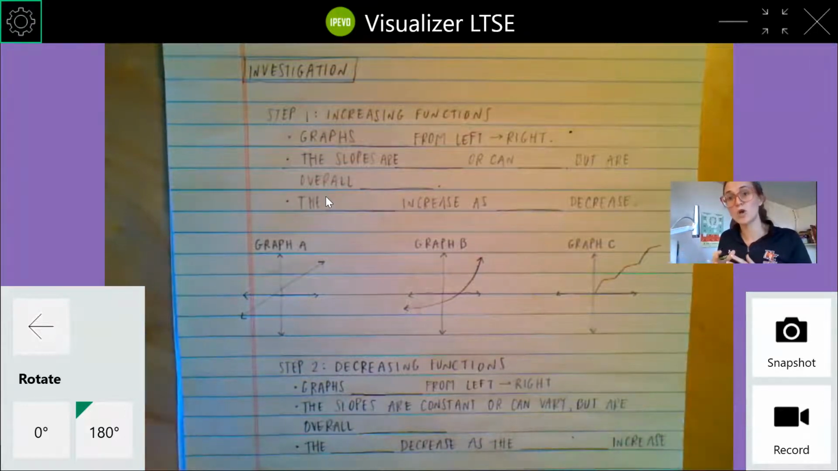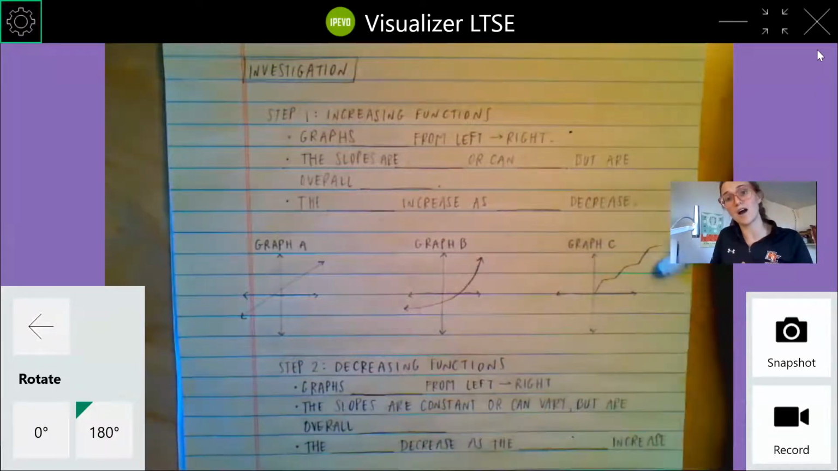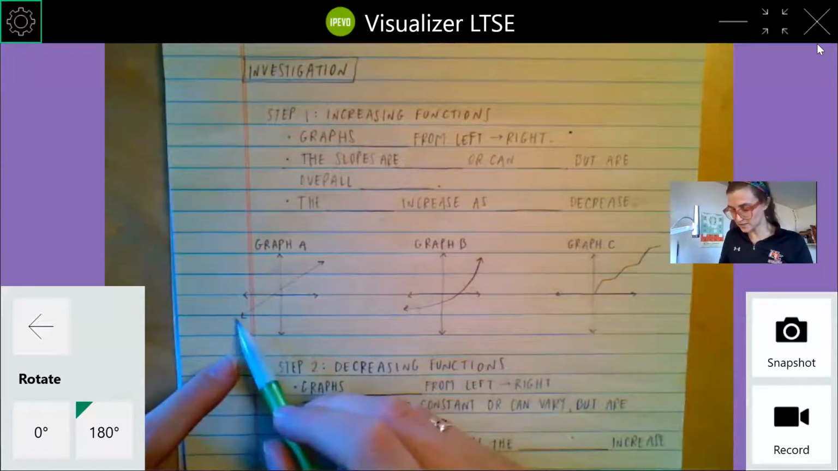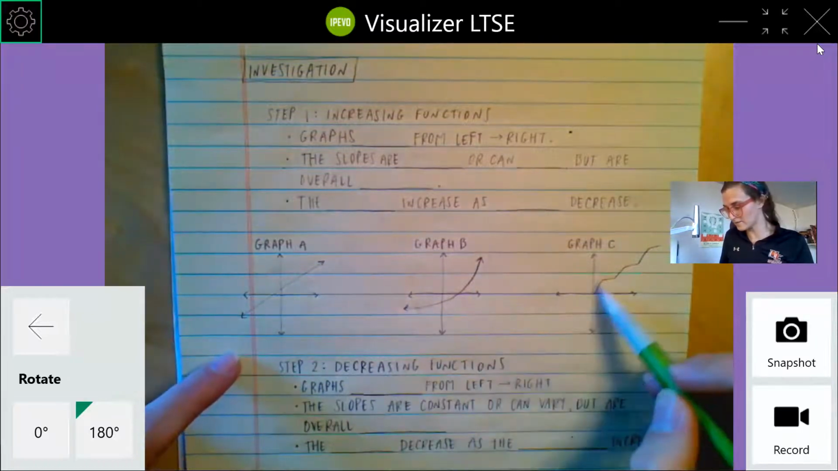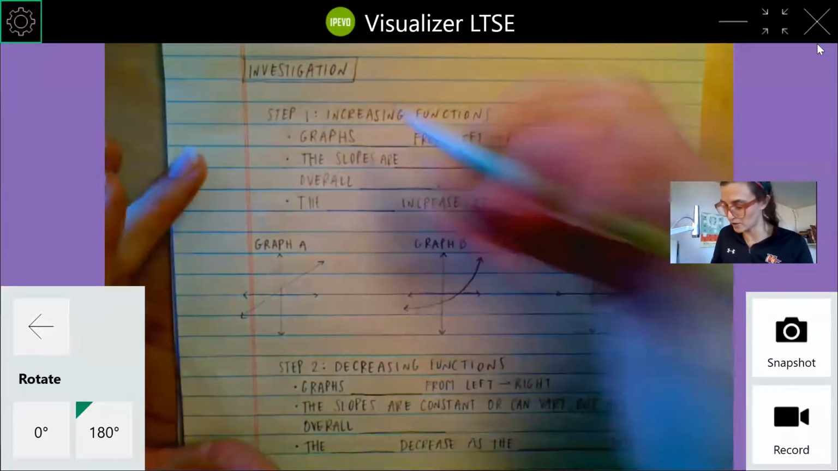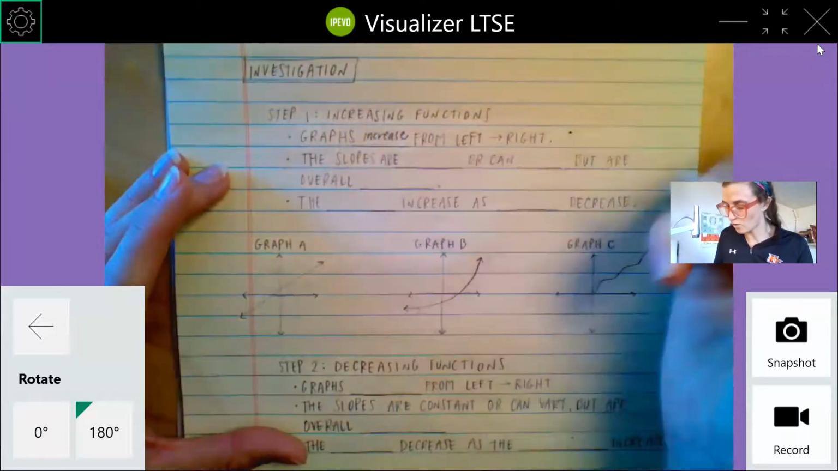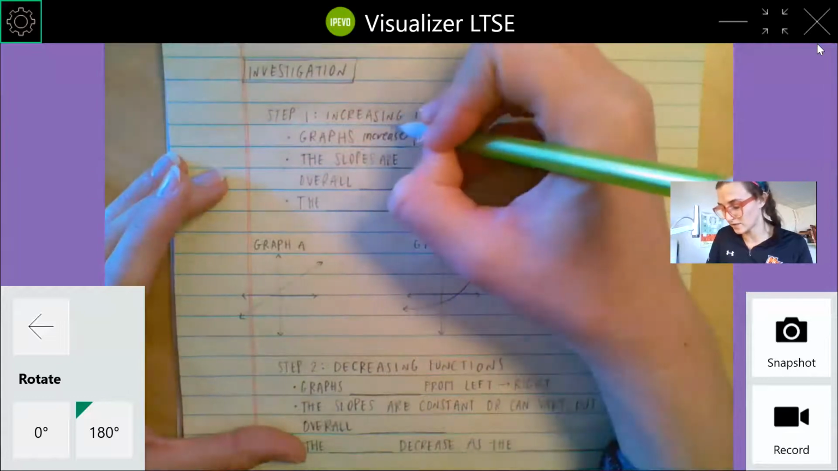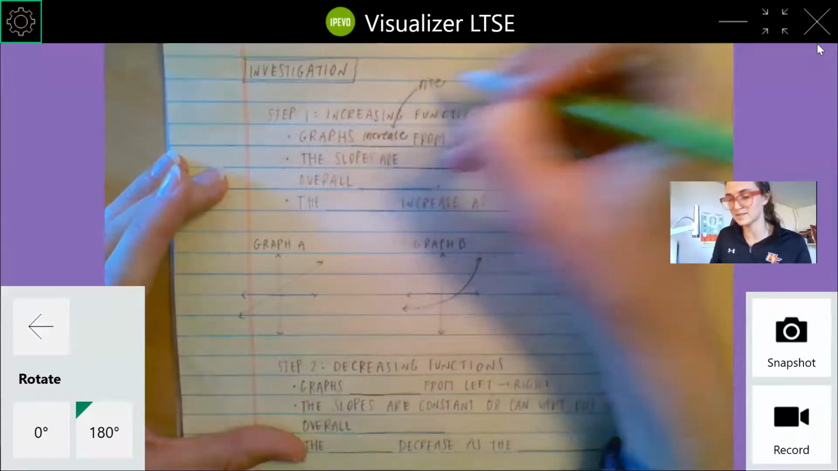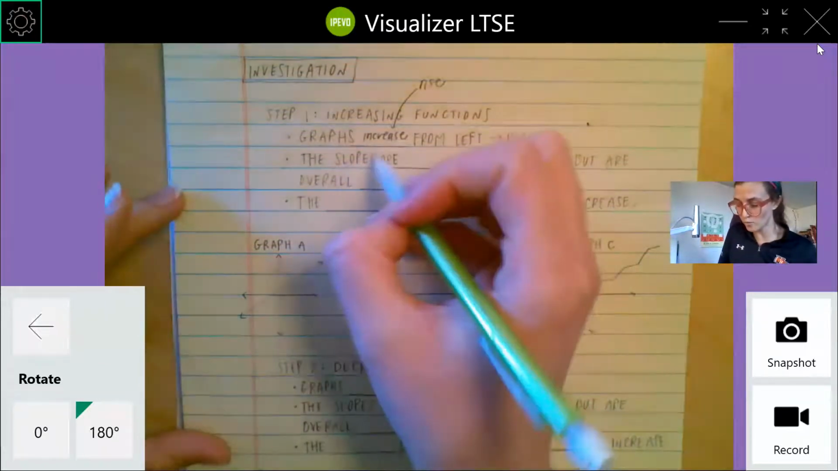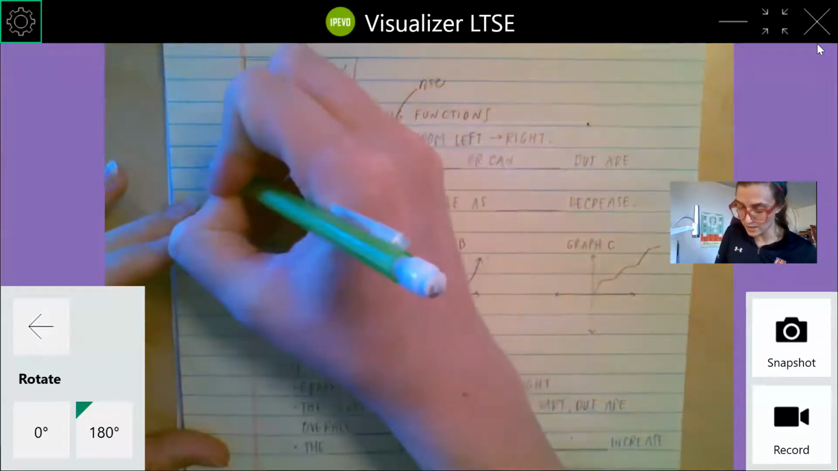So my first question was, what do these 3 graphs all have in common? So the graphs here all increase from left to right. I think we can see that pretty clearly. The graphs increase, or they rise. That's another good word to use. They rise from left to right. They go up. The slopes, or remember that's the same thing as rate of change. Slope is the same thing as rate of change.